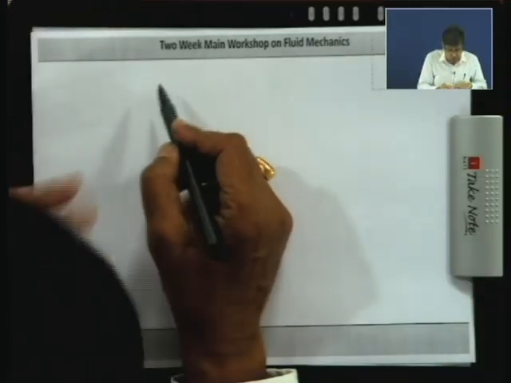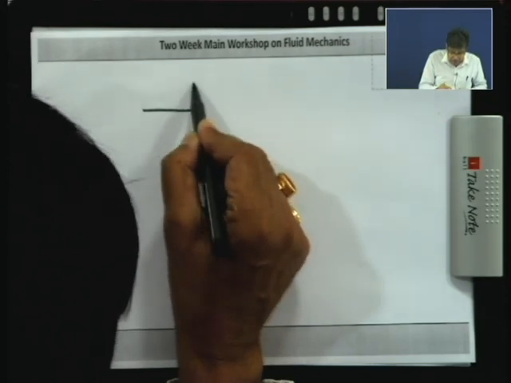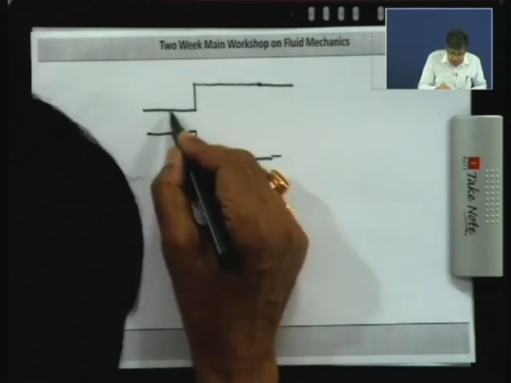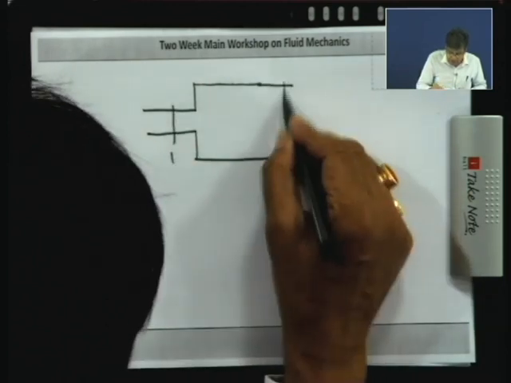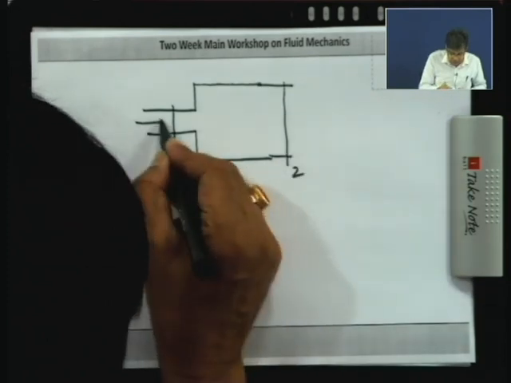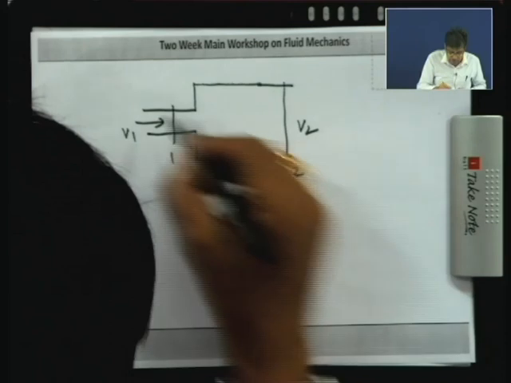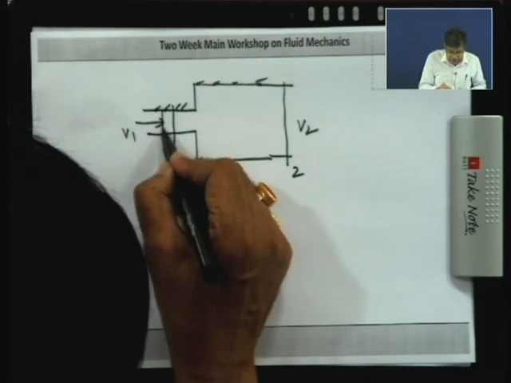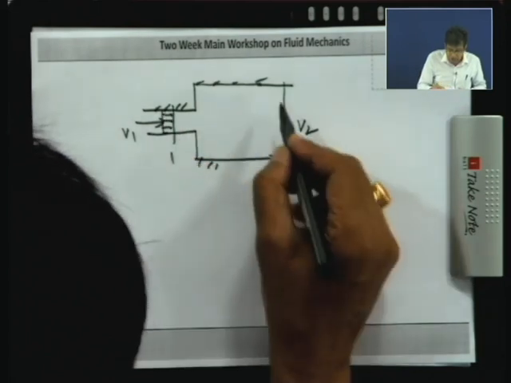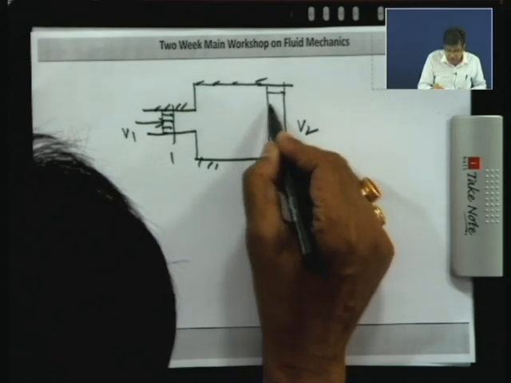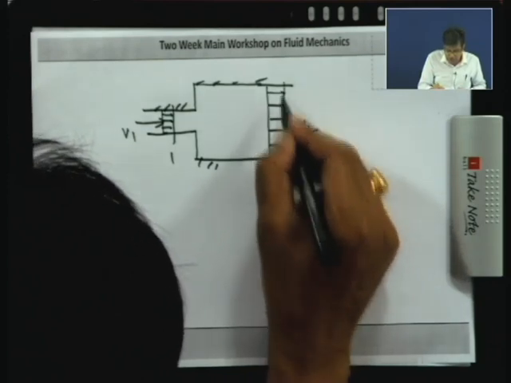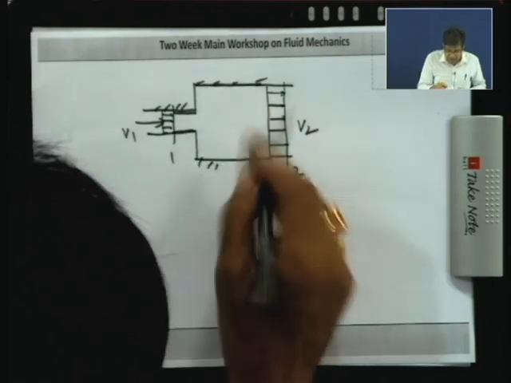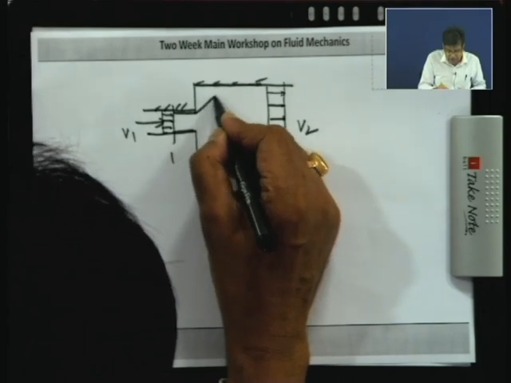Now if we do that, let this be the section. We take this as the inlet 1 and this as the outlet 2. This is V1, this is V2. Now what happens is that the flow takes place here like this and comes out here like this. Again I am drawing this figure. When the streamline comes here, it sees an increase in cross-sectional area, and the streamline will divert like this.